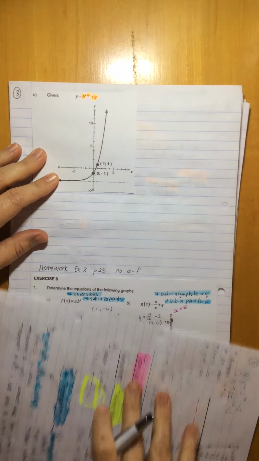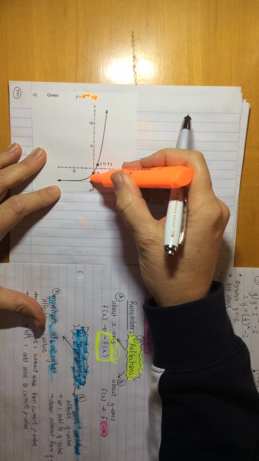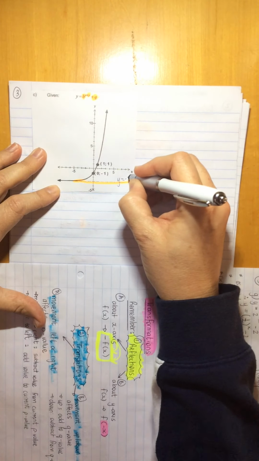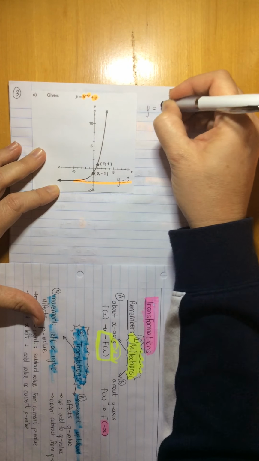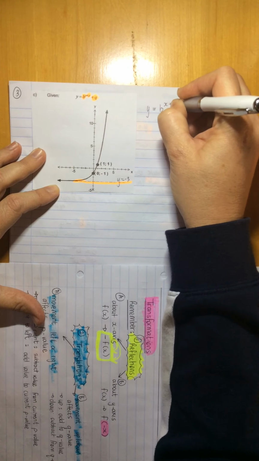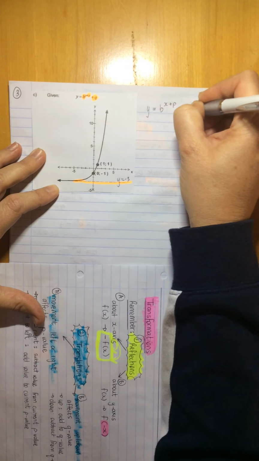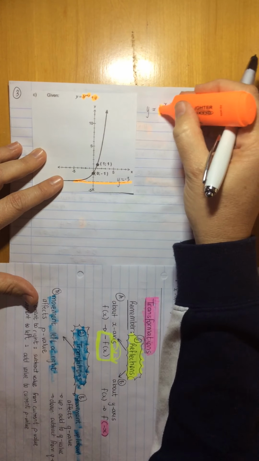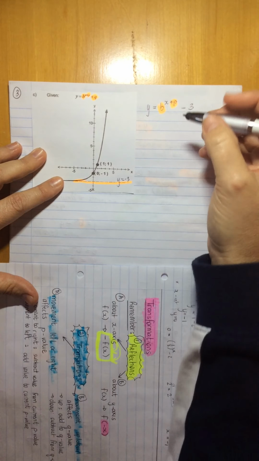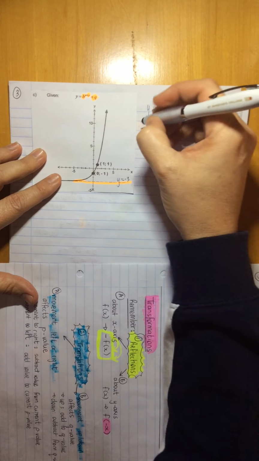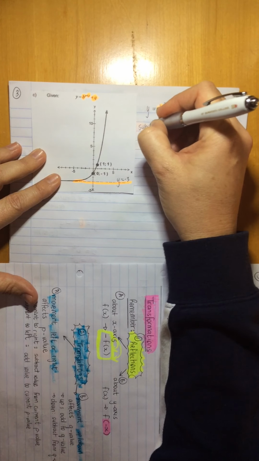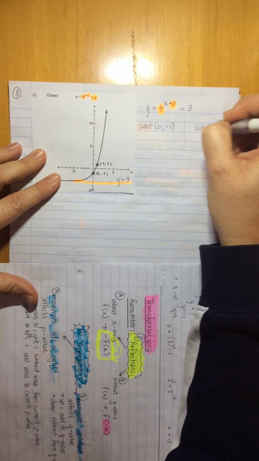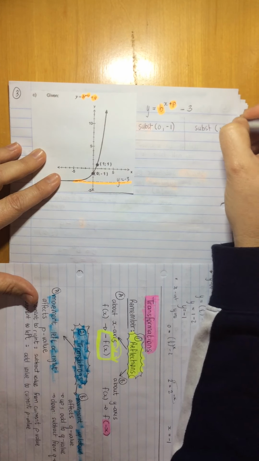Okay? Q, I can read off minus 1, minus 2. I see that they have given me the asymptote as minus 3. So y equals b to the power of x plus p, and q can be replaced with a negative 3. It still leaves me with 2 variables, which means I am going to have to substitute 2 points. I'm going to substitute 0 and minus 1, but I'm also going to substitute 1 and 1.